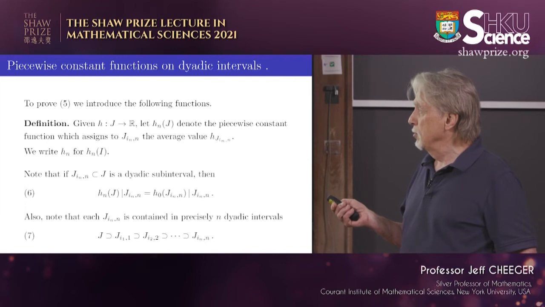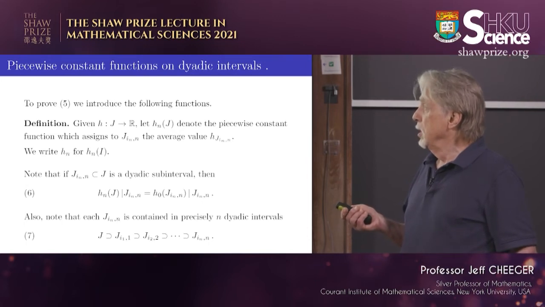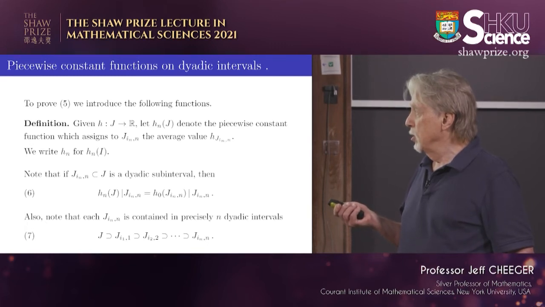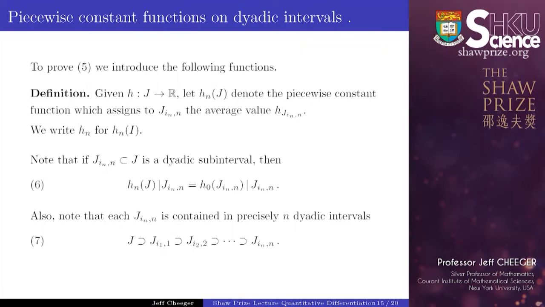I want it to be any subinterval, although of course I'm particularly interested in the unit interval I, which is our basic big interval, right? And so it's very easy to understand what this function h sub n is. I just take one of the dyadic subintervals of J, and I replace h on that subinterval by its average value. And we write h sub n for h sub n of our original interval 0, 1, which I'm denoting by I.